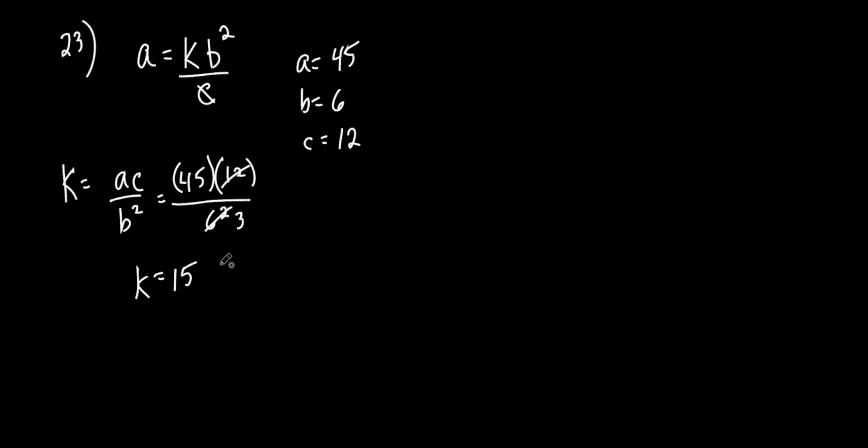You got it? Right, that's 36, right? 6 squared? Okay, so you got a 12 and a 36. 12 goes into 36 3 times. And then 45 over 3 is 15. Yeah. But we're not done. What's it say to find? Probably B. Find B when A is 96 and C is 10.